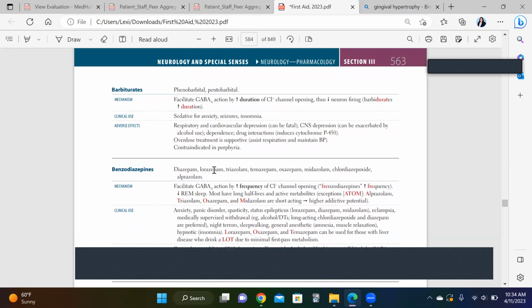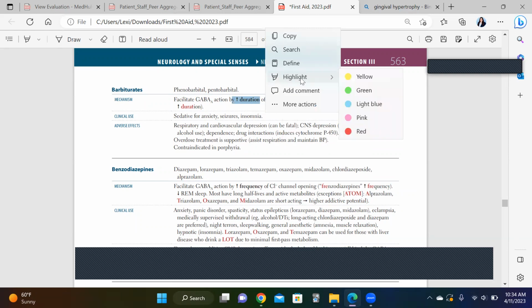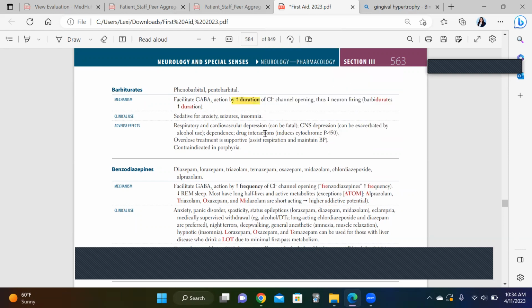So it facilitates GABA, like alcohol, by increasing the duration. This is rarely asked, but they do make a big deal about it. This is a higher level question. Specifically, barbiturates work on the duration of keeping the GABA chloride channel open.